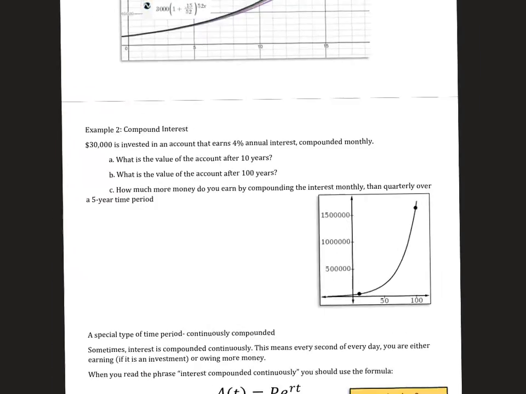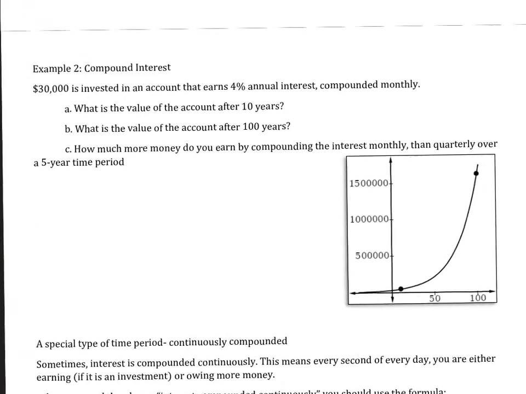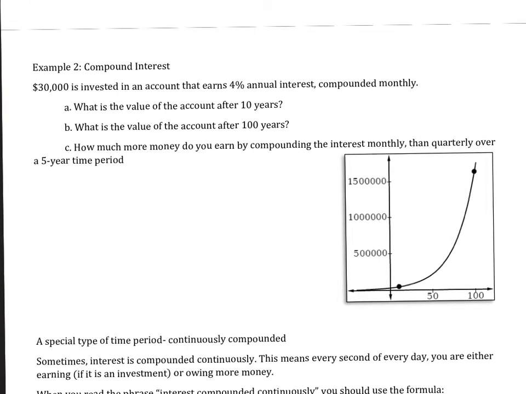Okay, so let's go ahead and look at this next question. We have $30,000 invested in an account that earns 4% annual interest, compounded monthly.